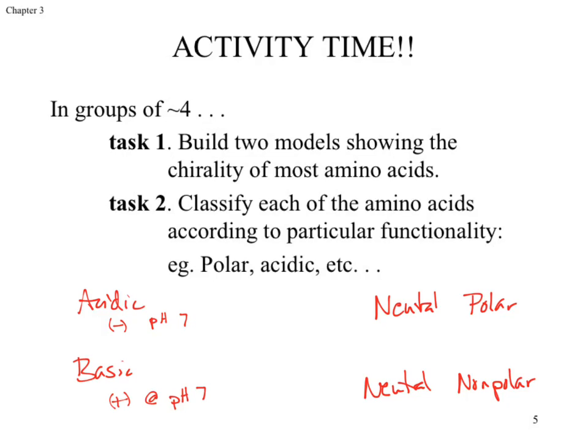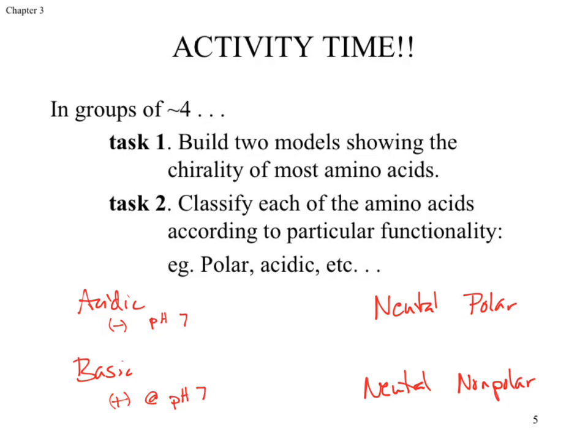The other 2 categories, you'll notice both of them are neutral. Why would we subcategorize those into polar and nonpolar? Where would we find the polar side chains? Outside the protein. Nonpolar, inside the protein. That's a pretty drastic difference on where we would find them. So these are our primary categories.